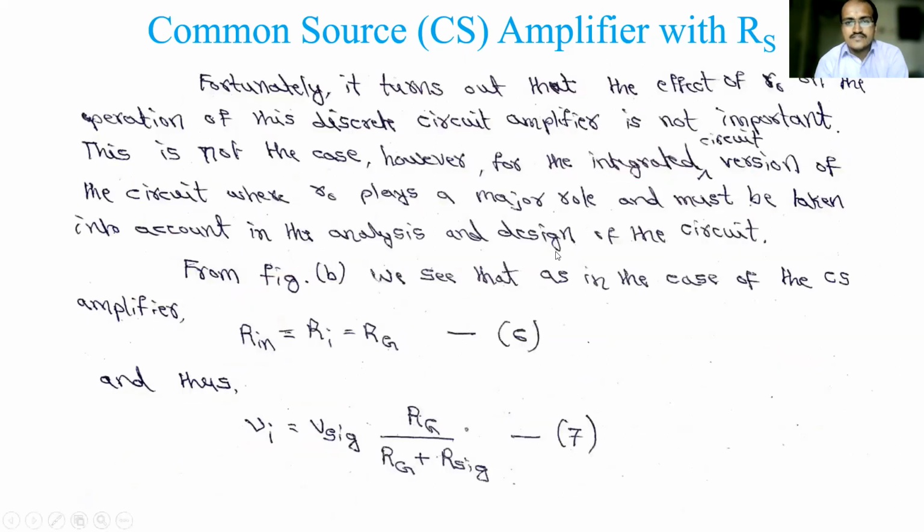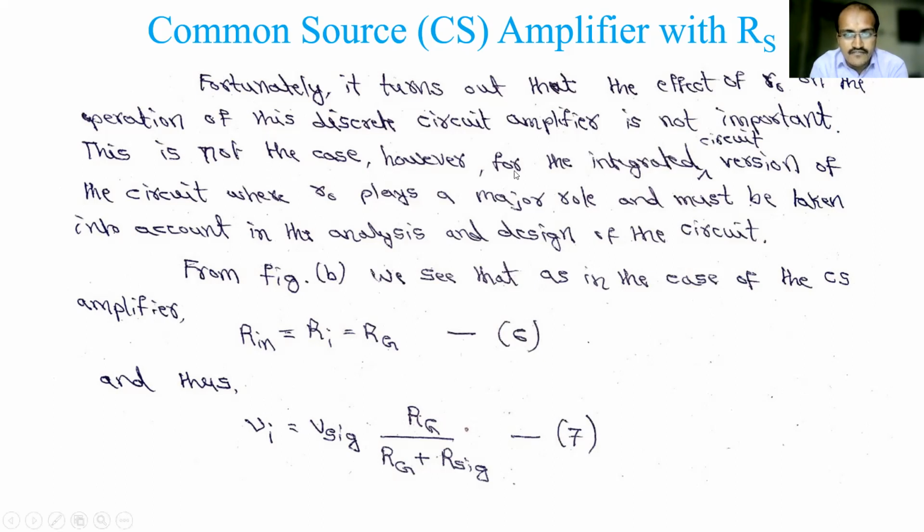Now we'll do the analysis of this circuit. Fortunately, it turns out that the effect of R naught on the operation of this discrete circuit amplifier is not important. As I told you in the very beginning, in MOSFET amplifiers there are two types. One is the discrete circuit amplifier, where you individually connect MOSFETs and make an amplifier. Another is where hundreds or thousands of MOSFETs are connected together to form an IC, an integrated circuit, called an integrated circuit amplifier. In that case R naught has much more effect compared to the discrete amplifier. That's why neglecting it will not affect the analysis much.